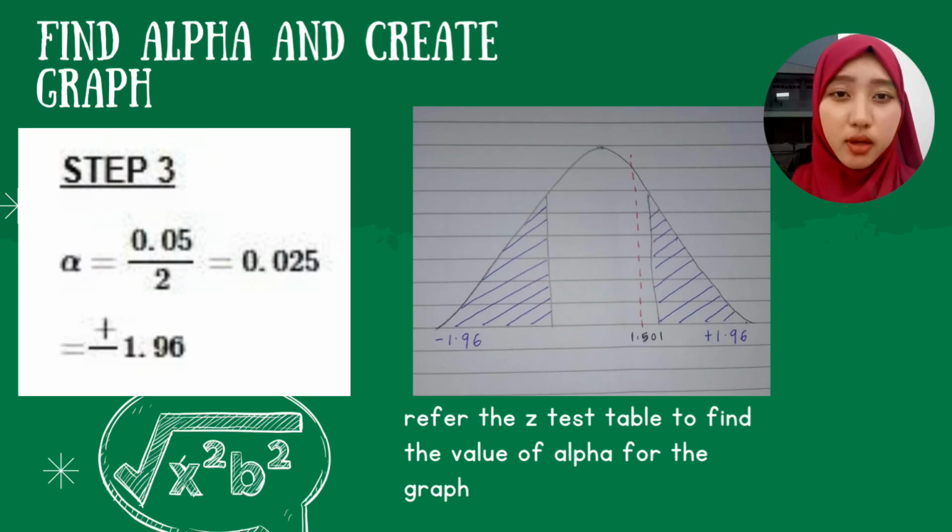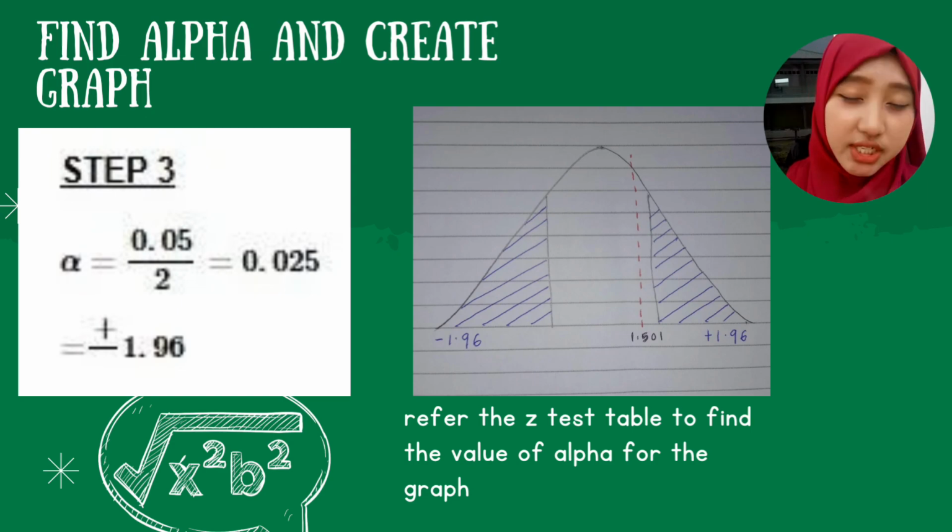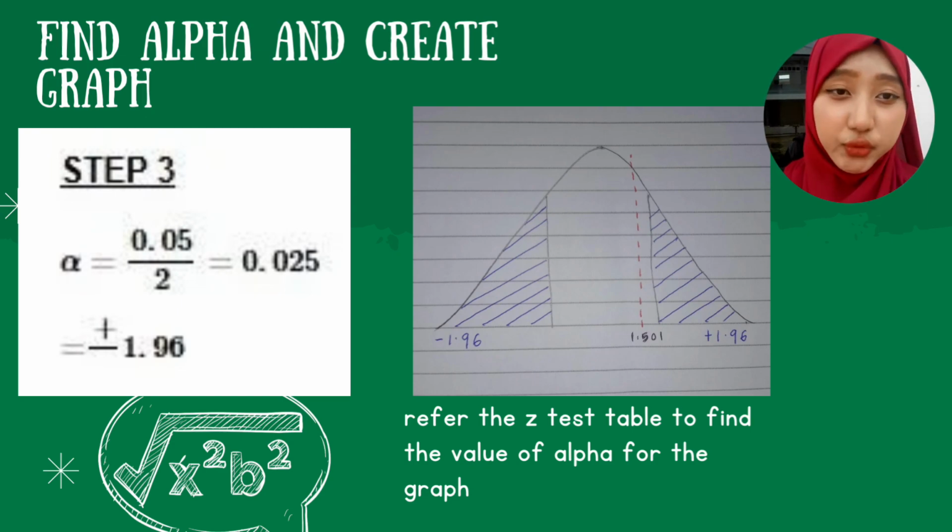Okay, for step 3, find alpha and create the graph. Why don't we find the df value? Because it's a z-test. Z-test doesn't have df. So we just use the formula given and also just find alpha.